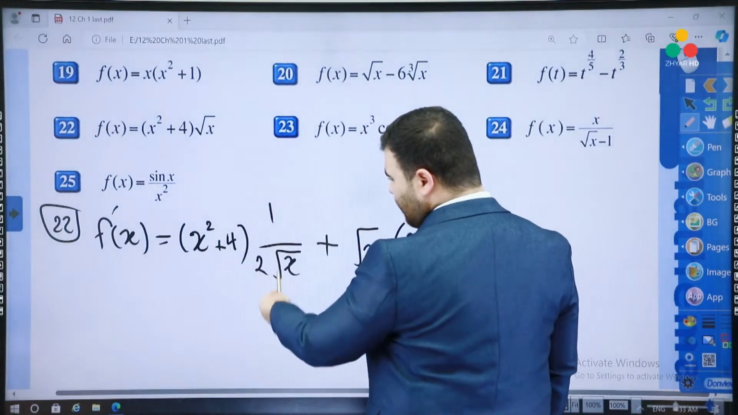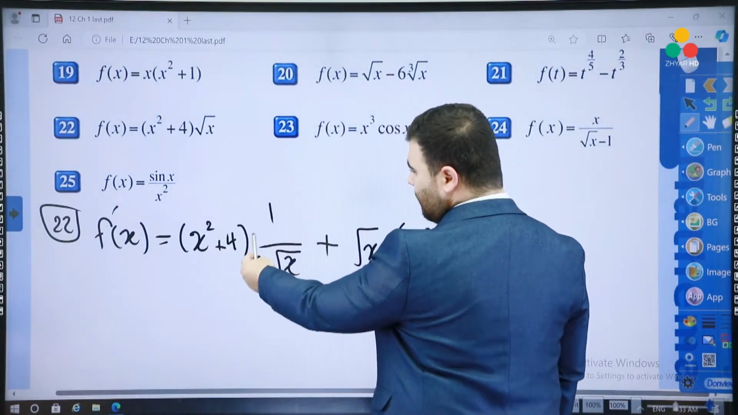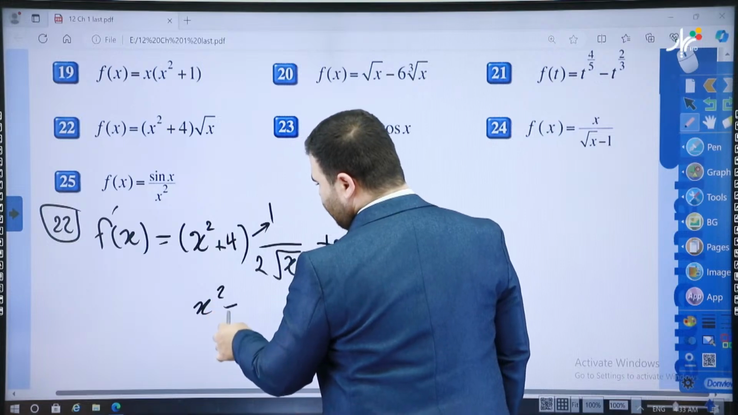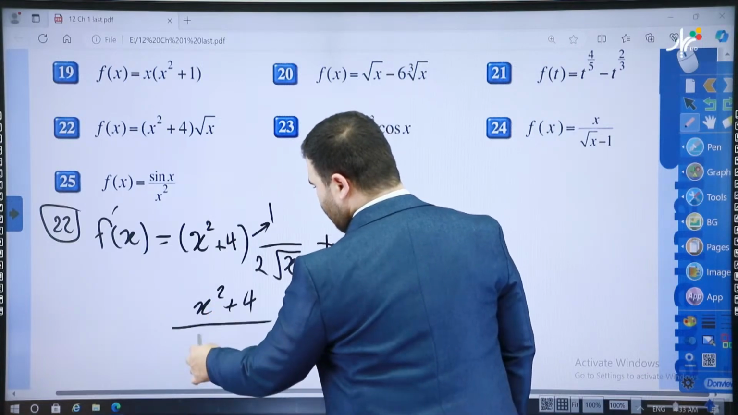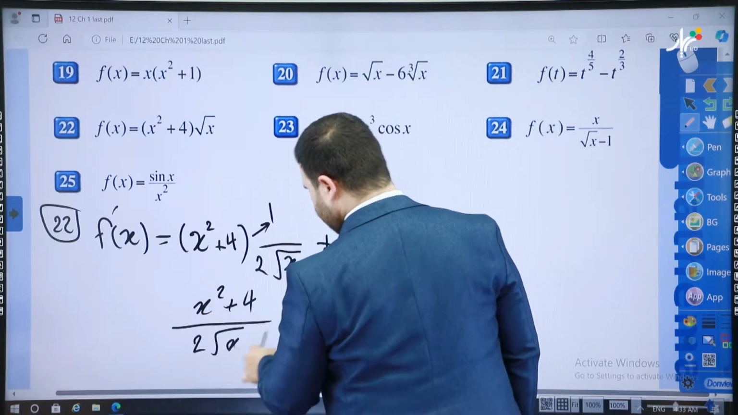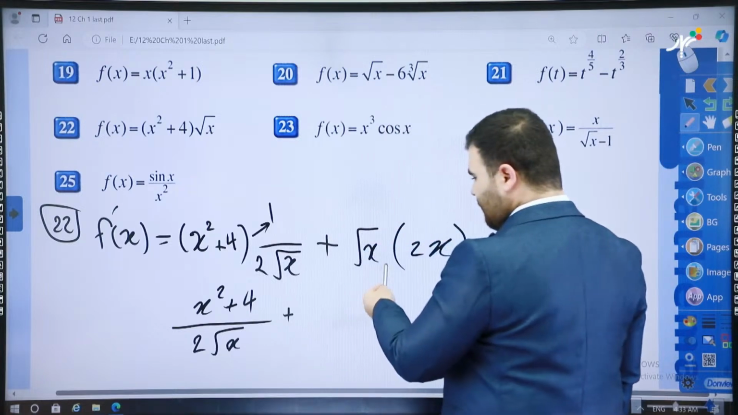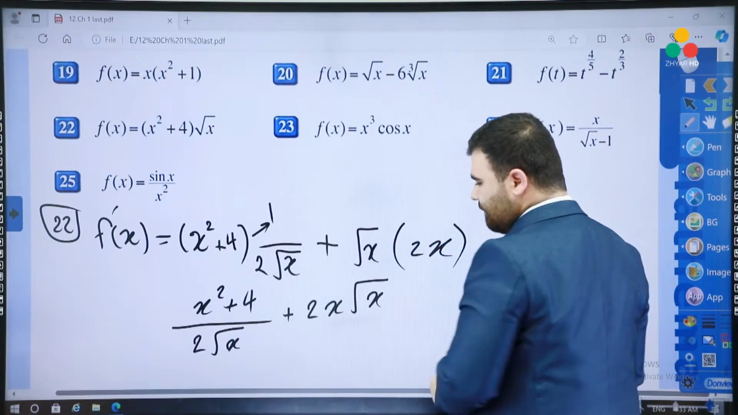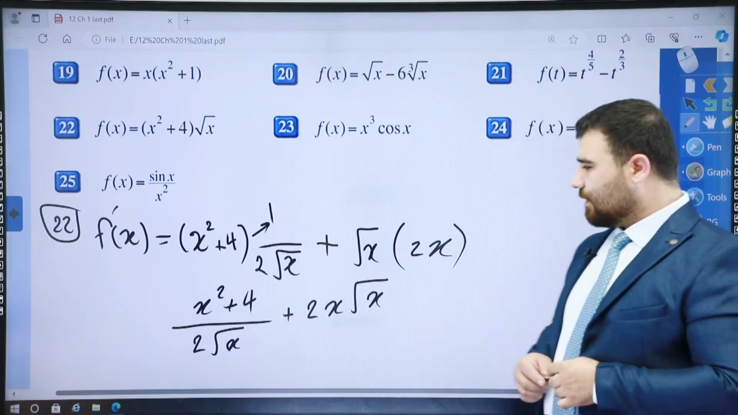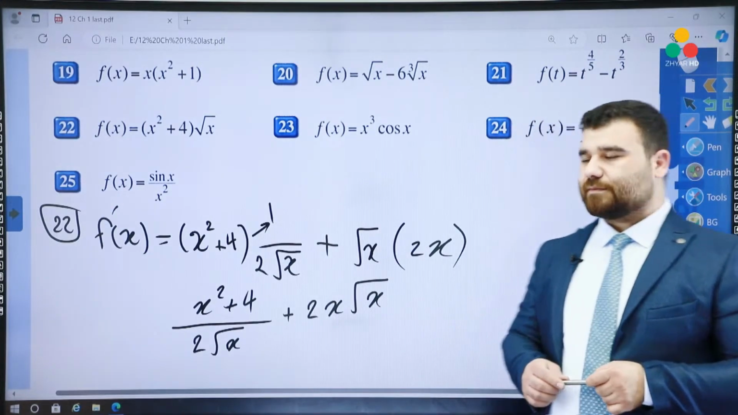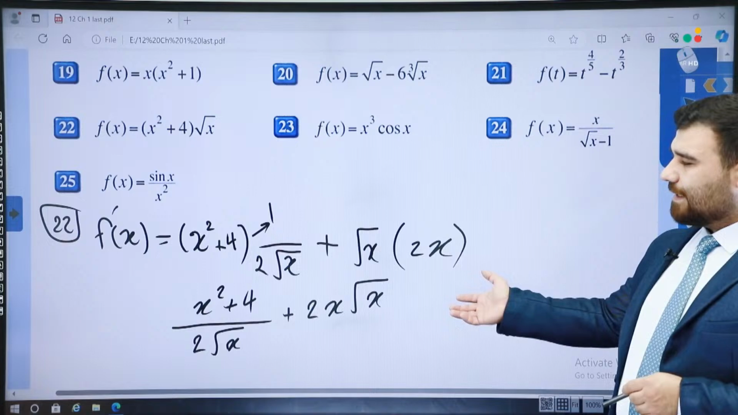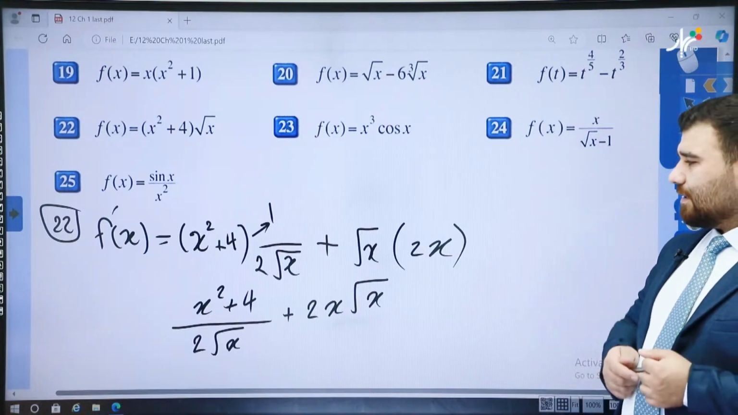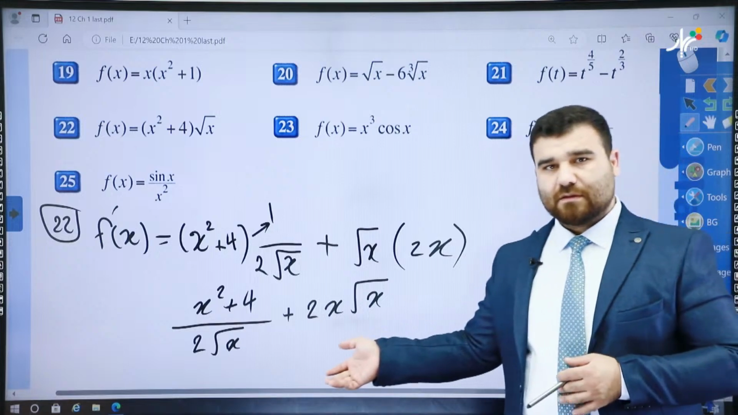When you multiply a fraction by a term, we only multiply with the numerator. So the final answer is x squared plus 4 over 2 square root x plus 2x square root x. Then this is the derivative, finished. But let's say in the multiple choices you don't see this. What do we do?